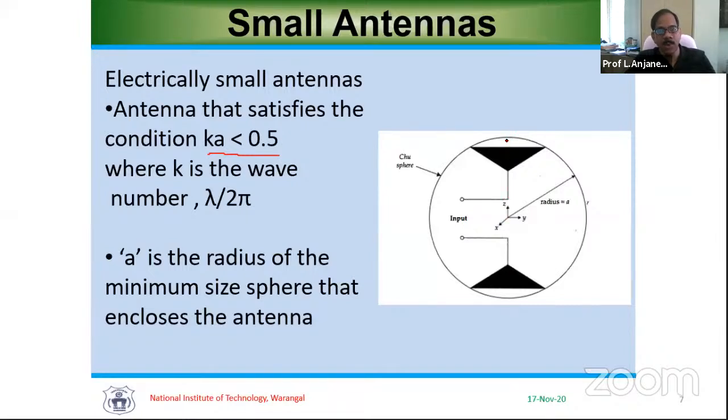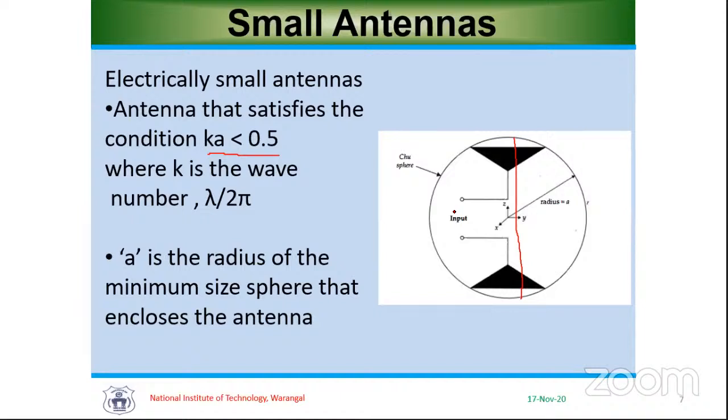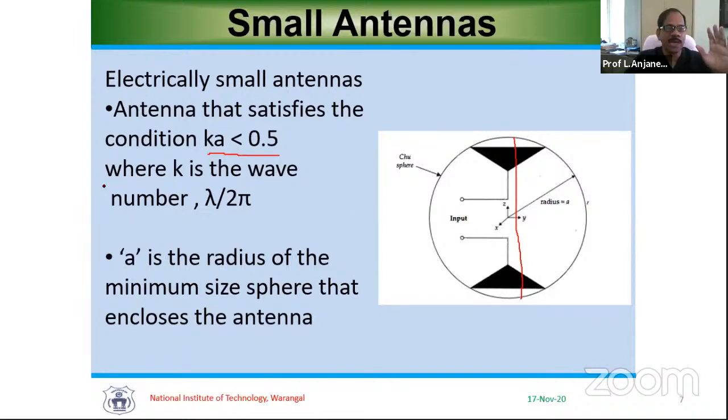Okay, that means from top to bottom it should be a minimum of this size. That is nothing but the diameter, of course, that means twice of a is what I am talking about. So we cannot have an antenna smaller than that. That's a theoretical restriction that we have. Whatever kind of research you do, you can't physically build an antenna smaller than an antenna which satisfies this condition.